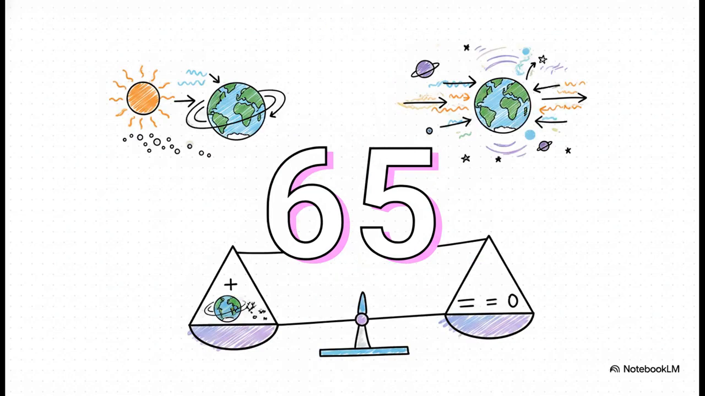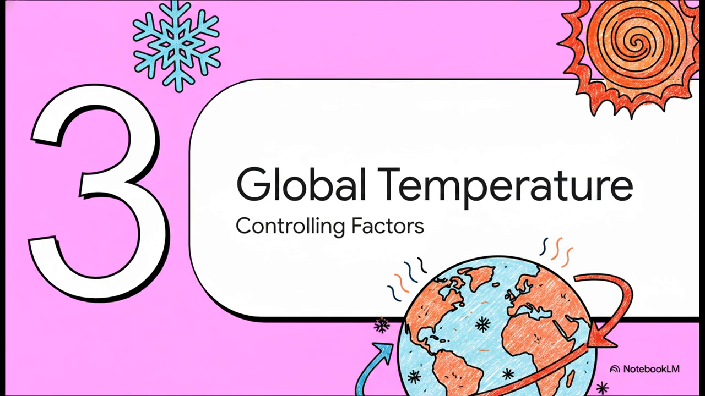And then we have 65, the magic number of balance. This is the total number of units absorbed by the Earth and the atmosphere combined, and consequently, it equals the exact amount that eventually gets radiated back into space as terrestrial radiation. It's what keeps our planetary bank account at a perfect, life-sustaining zero balance. All right, Section 3, Factors Controlling Global Temperature.